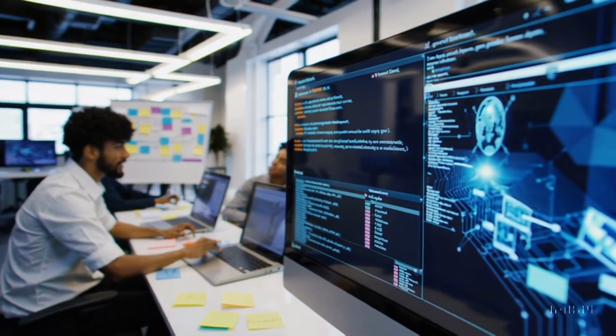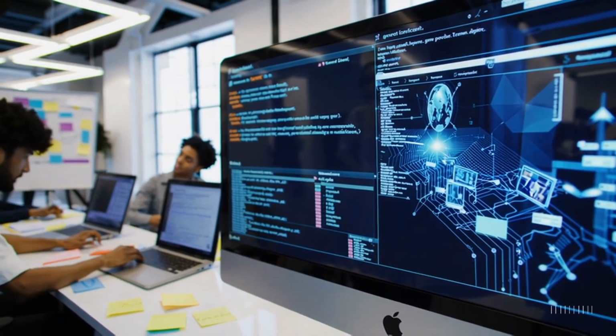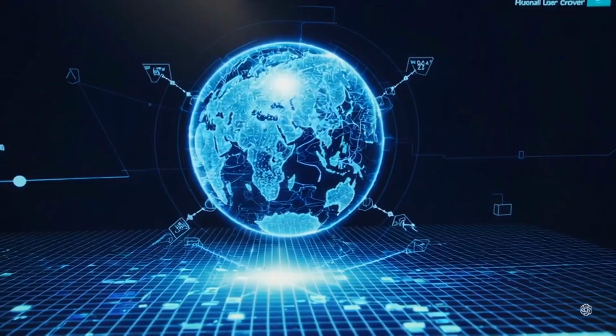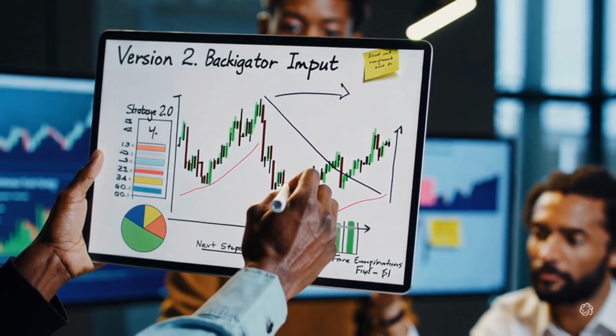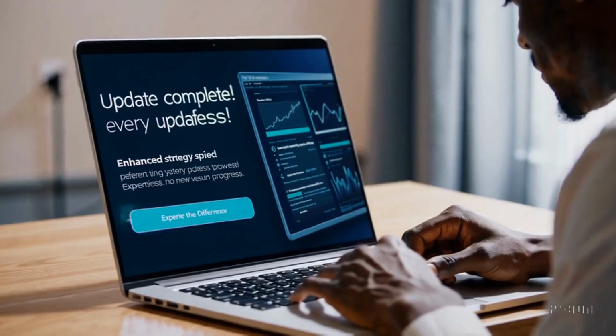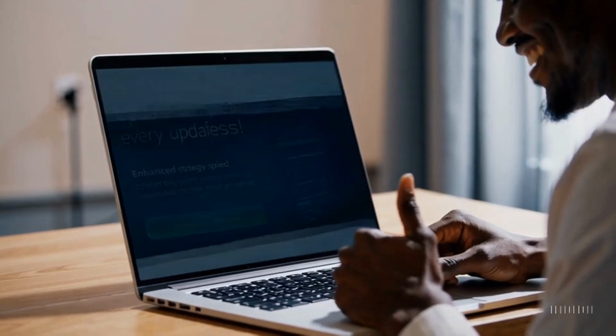Our commitment doesn't stop at delivering a great EA. We're always looking for ways to improve without compromising its existing features. That's why you can expect new strategies and updates in the future, ensuring the EA stays relevant in ever-changing markets.